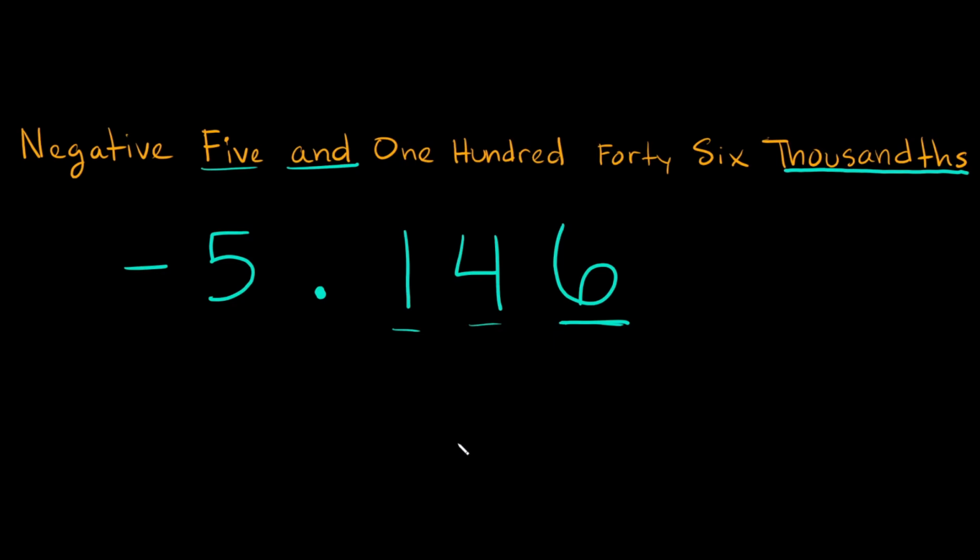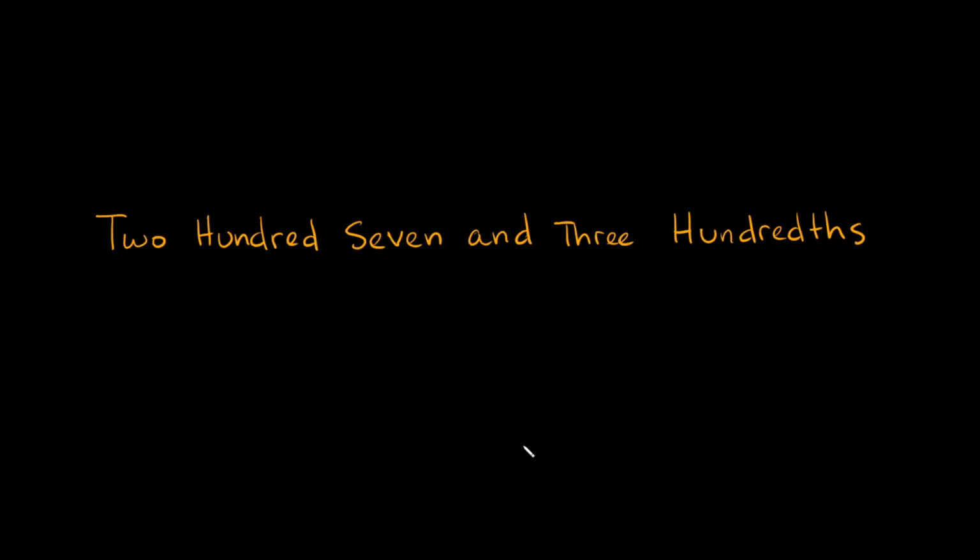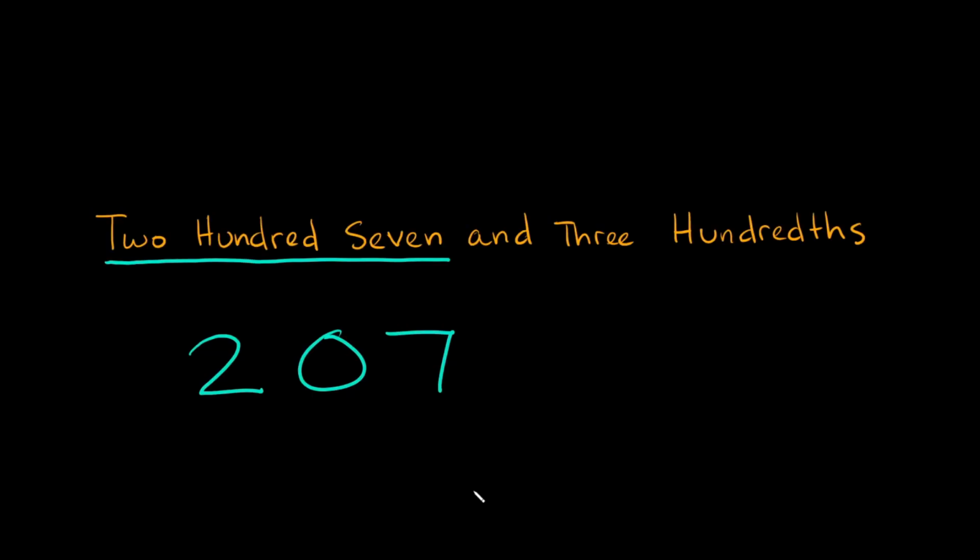Let's just do a couple more examples. Okay, so here we have 207 and 300ths. Okay, so let's start at the beginning. So here we have 207. So we're going to write the number 207. And then this says and, so we know that's where our decimal goes. And then here we have 300ths. Okay, so I'll put a 3 here.